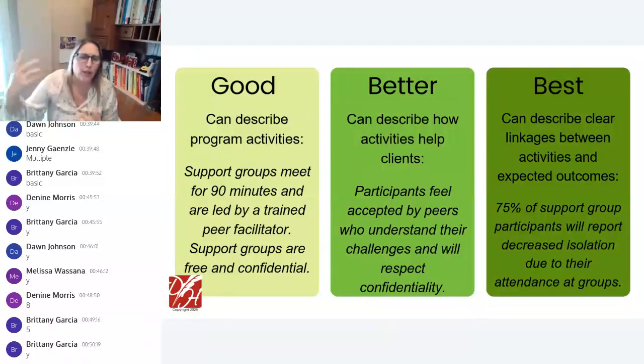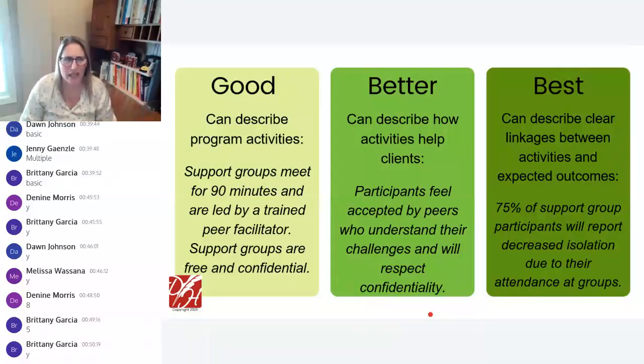So we get to the third block of text. Our overall response is best if it not only describes program activities, if it not only describes how the activities would help the clients or community members, but also describes the linkages between the activities and the outcomes. And that additional bit of text is that if 75% of support group participants report decreased isolation due to their attendance at groups, we might be in fantastic shape understanding for our grant maker.